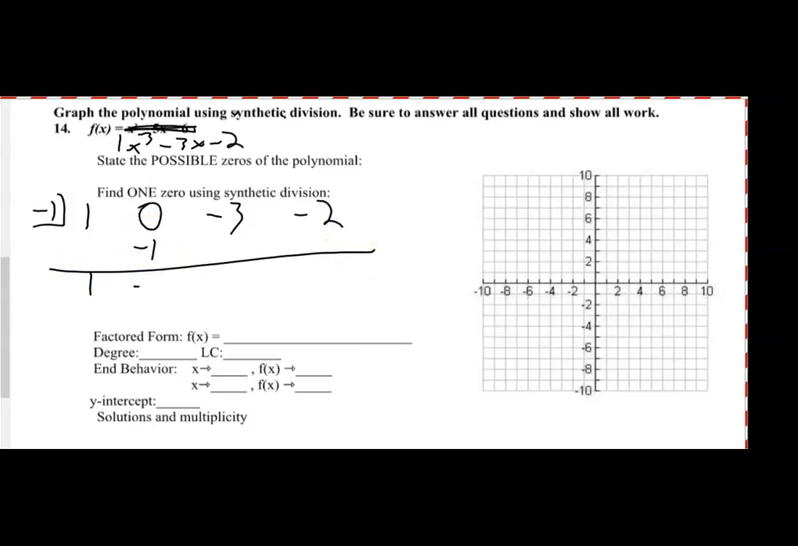Drop the 1. Multiply by -1. Add. Multiply by -1. Add. Multiply by -1. Add. And we should have no remainder. That should be a 0. If we don't have a 0, we did something wrong. Now, that leads to x squared minus x minus 2 equals 0. And then we have to factor that. But don't forget, we cannot forget this x plus 1 right here.